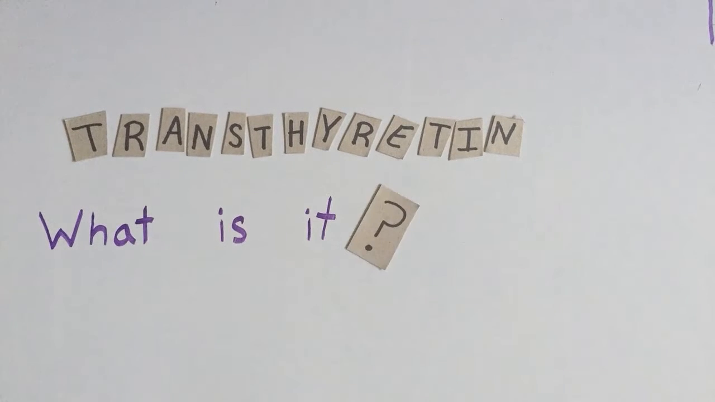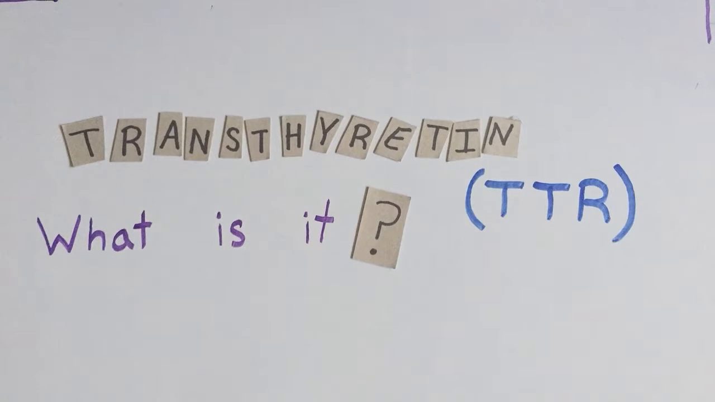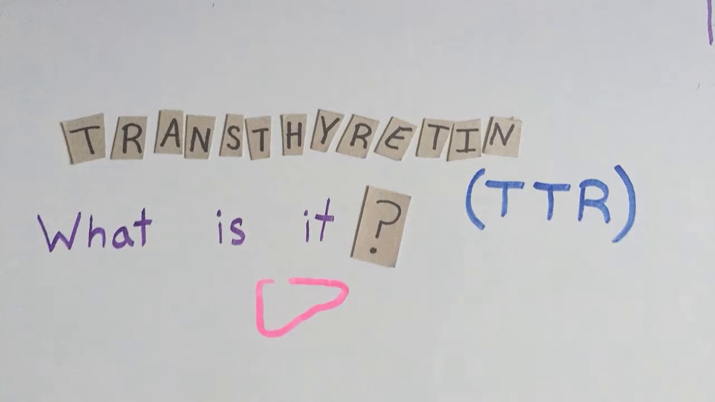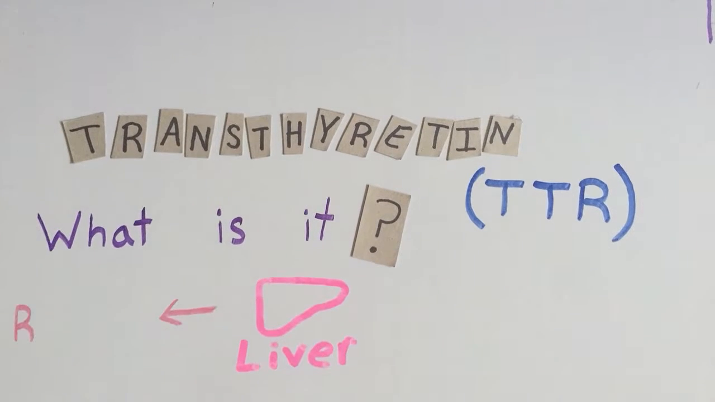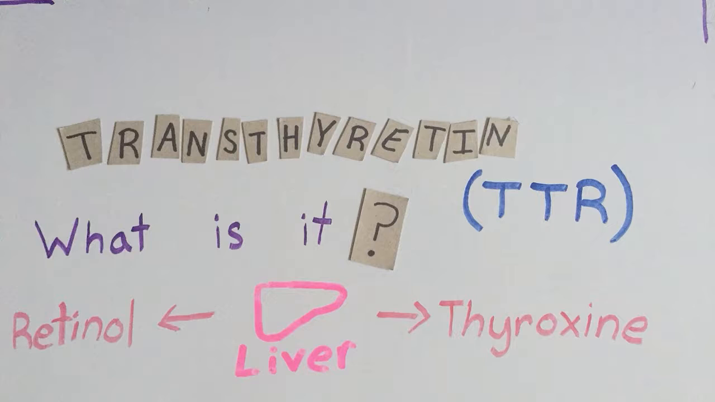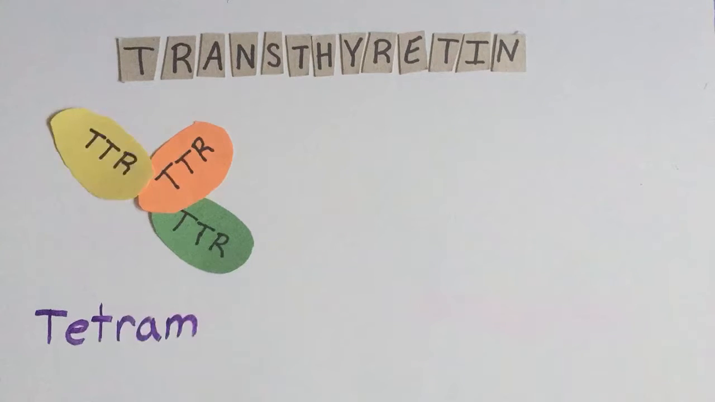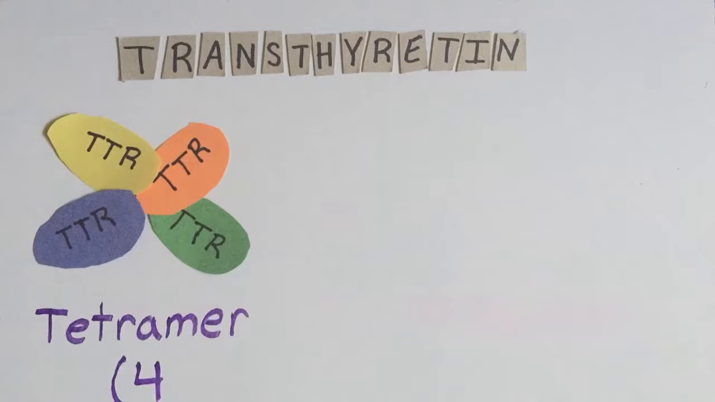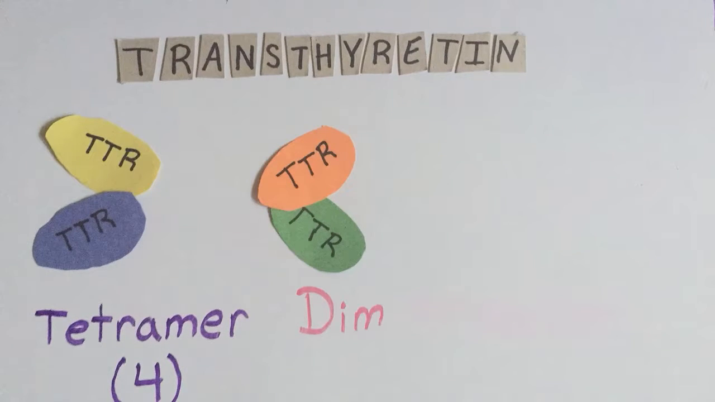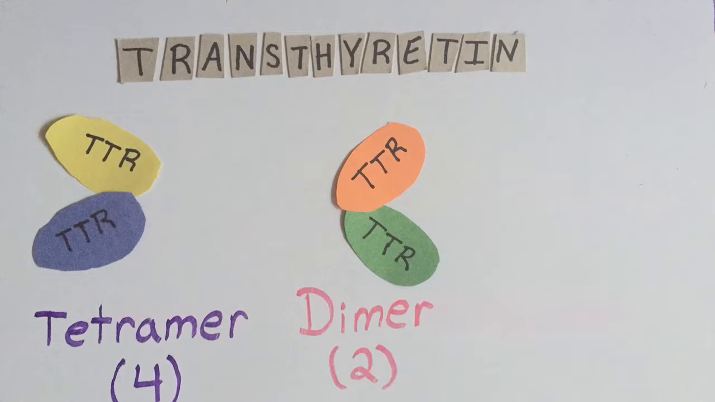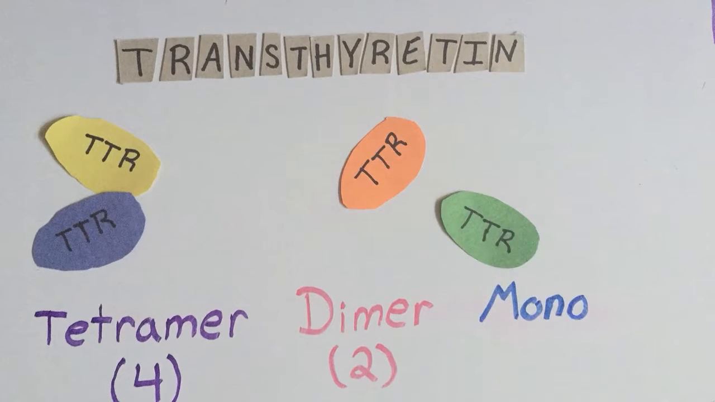Transthyretin. What is it? Transthyretin, also referred to as TTR, is a human protein secreted by the liver that helps with transport of retinol and the hormone thyroxine in the body. In its natural state, transthyretin functions as a tetramer, meaning that four identical transthyretin proteins are working closely together. This tetramer is not permanently held together, though, and the proteins can separate into dimers or monomers.